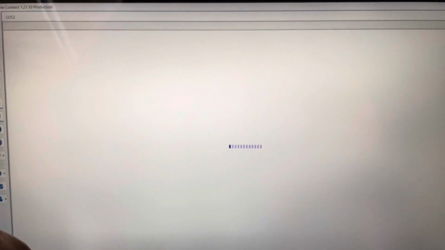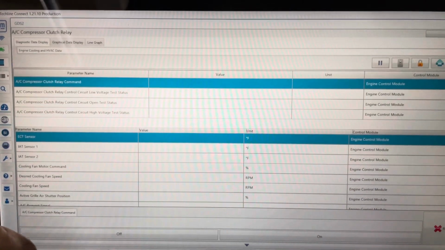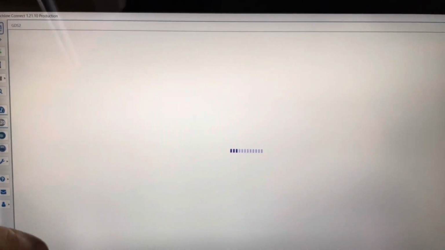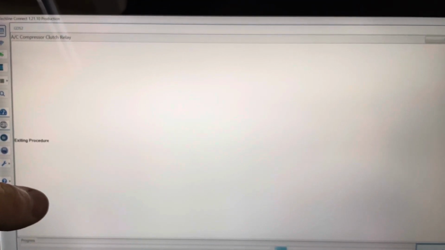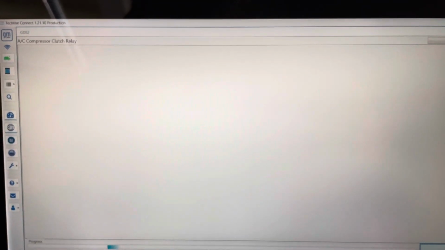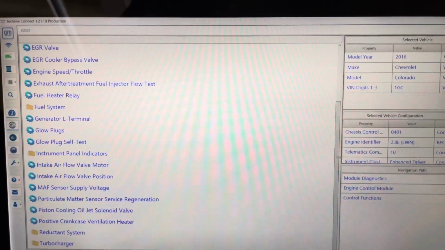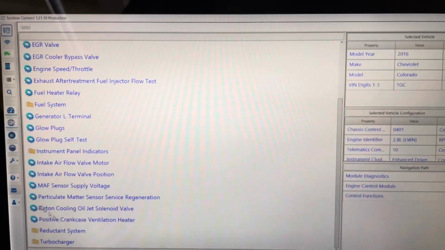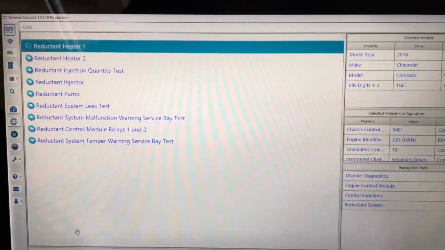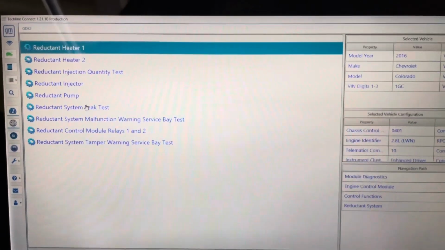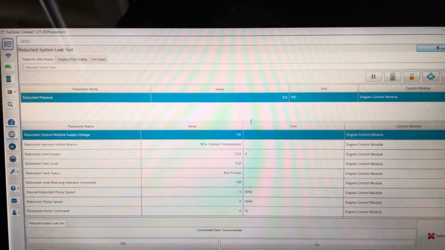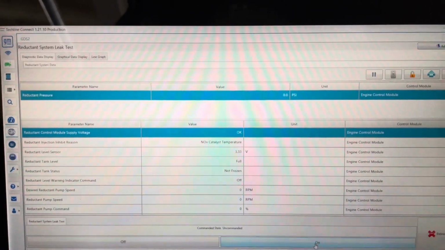Reductant system. This touchscreen's striking again. Not really a fan of the touchscreen anymore. Let's go back 1990 style. There we go. The old point and click. Point and click, hard to mess it up. Touchscreen doesn't work out too well. See, I almost tried it there.